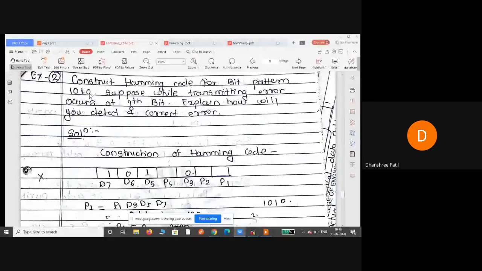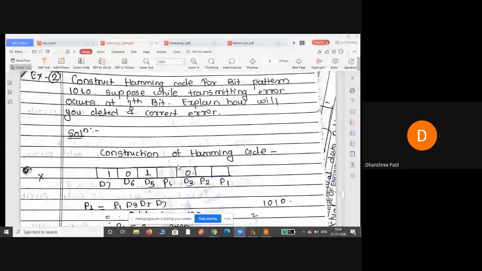error. So now we will only see how to construct the Hamming code and how to calculate its parity bits here. So 1010 is the 4-bit data. Okay, so we have to add the extra parity bits over here.